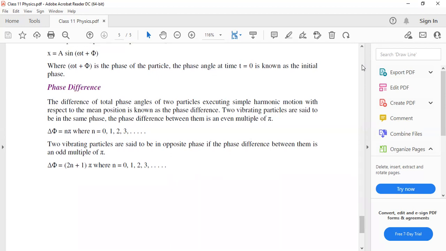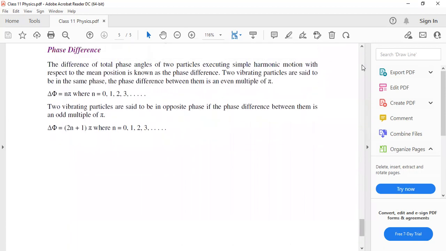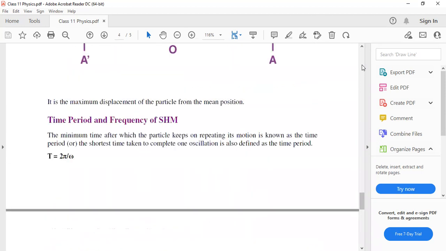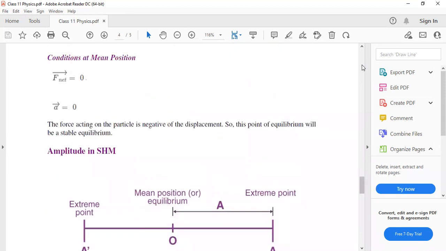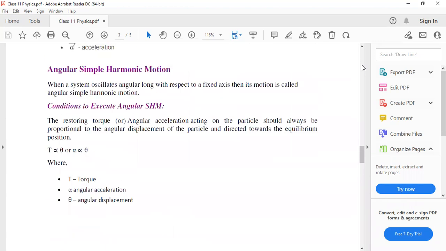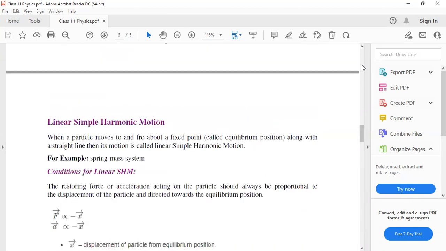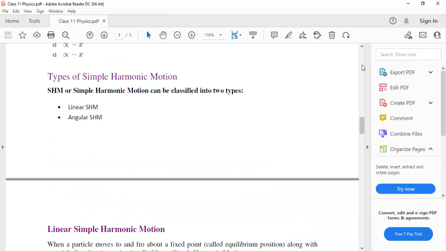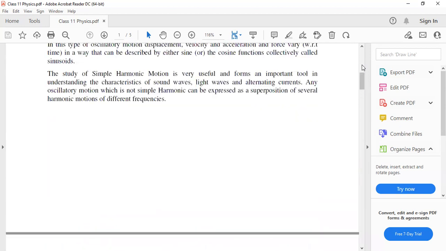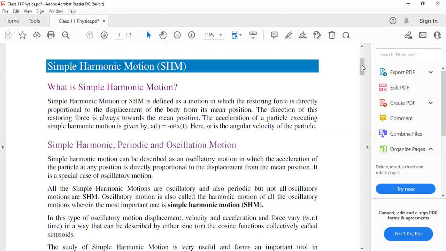So these are all some basic knowledge again: what is the frequency, what is the time period, what is the angular frequency, what is the mean position, what are the conditions for executing angular SHM, and the conditions for linear SHM. We have discussed more about the basic terms of SHM.